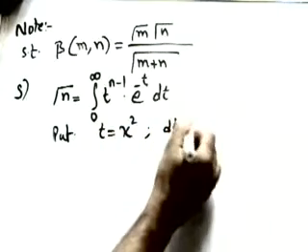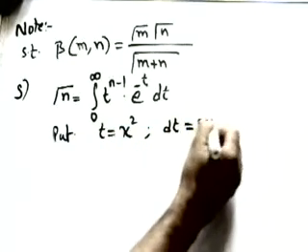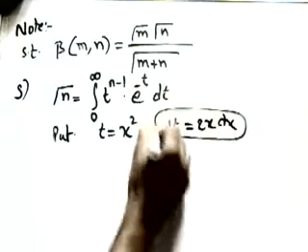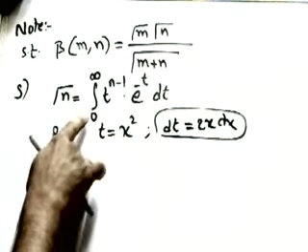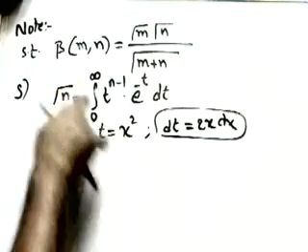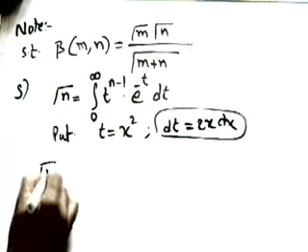Now you differentiate this one. This t will be dt, differentiation. X square is 2x dx. So we got the value of dt equals 2x dx. You see there is no change in the limits. If you put x equals 0, t will be 0, infinity.